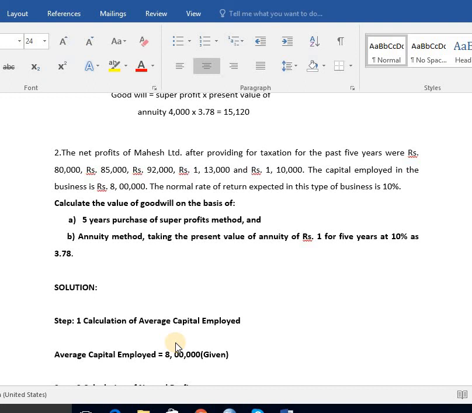See, in this problem, there is no need to calculate average capital employed. The reason being, average capital employed is given in the problem itself. The capital employed in the business is rupees 8 lakh, right?